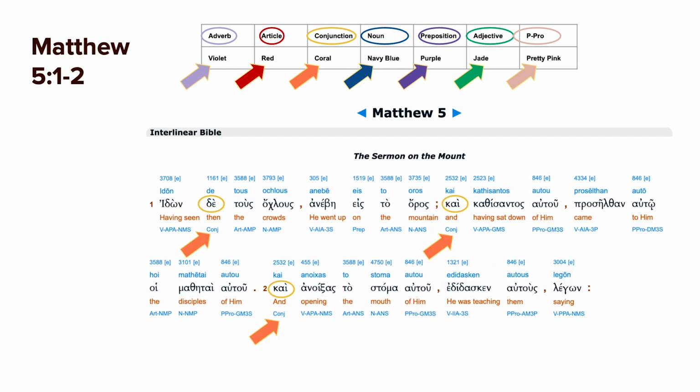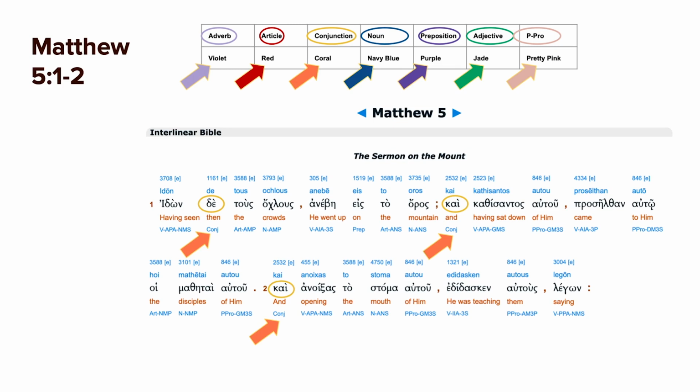The next part of speech we want to talk about is conjunctions. We skipped over adverbs, by the way, because there are no adverbs in these 2 verses. But we'll talk about some adverbs later. So our common ones are de, which is postpositive after the first word, meaning then or now or and, or sometimes but, and then kai and kai.